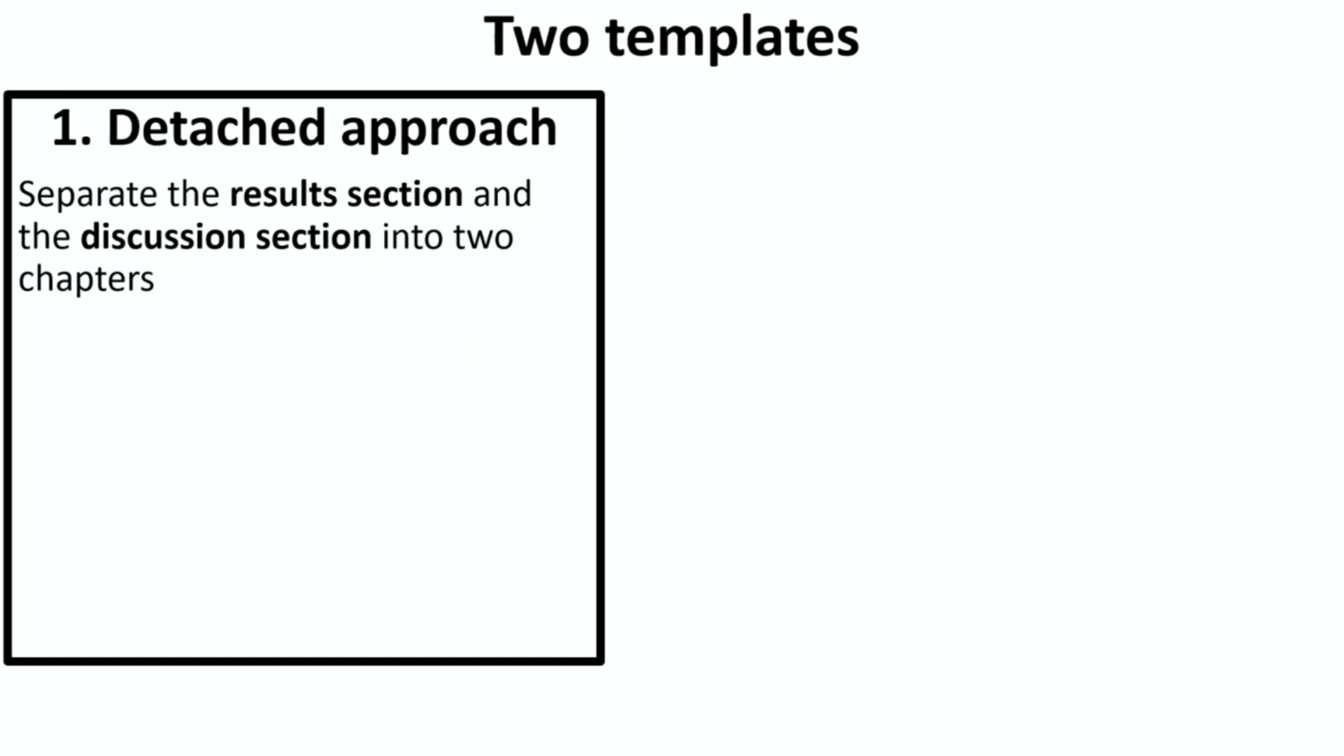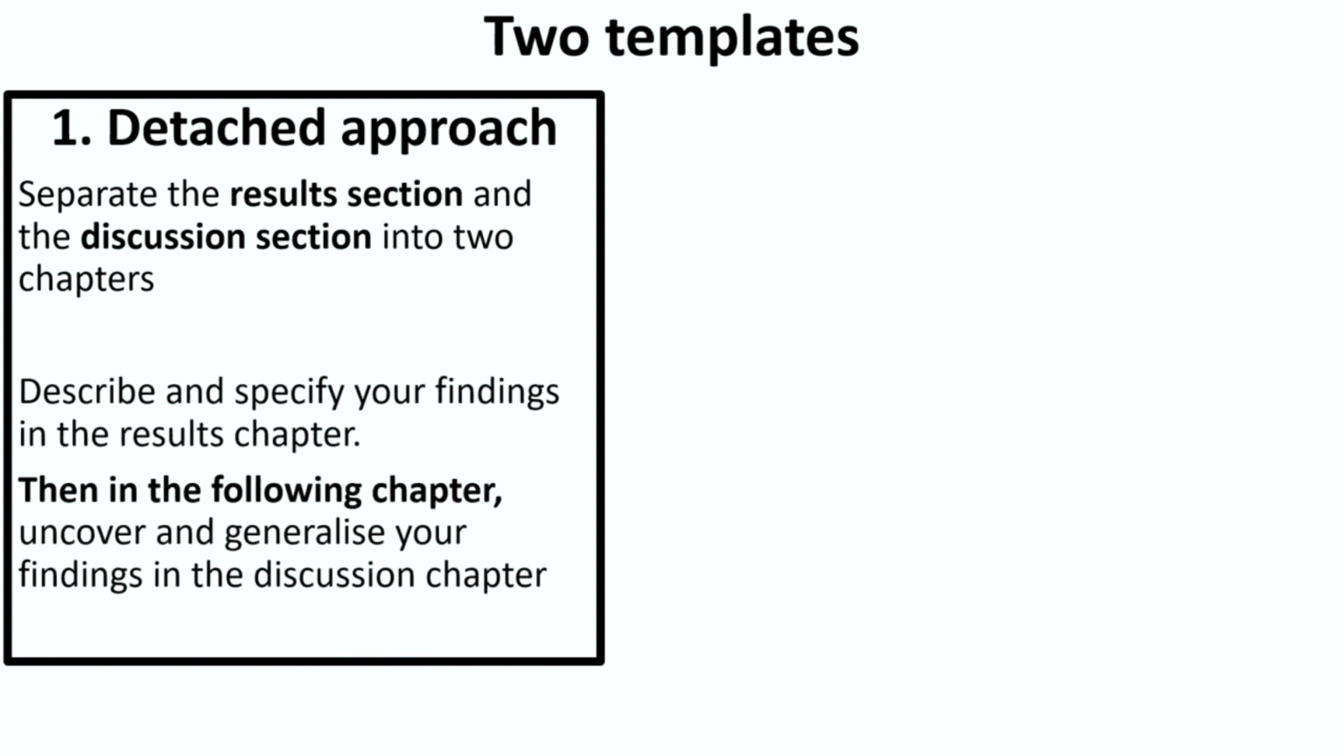Before we go through the 2 templates, it is important to clarify some issues. The first of which is your approach. You can adopt the detached approach. This is where you separate the results section and discussion section into 2 separate chapters. This is where you describe and specify your findings in the results chapter. Then in the next chapter, you uncover and generalize your findings. So in one chapter, you describe and specify. Then in the next chapter, you uncover and generalize.